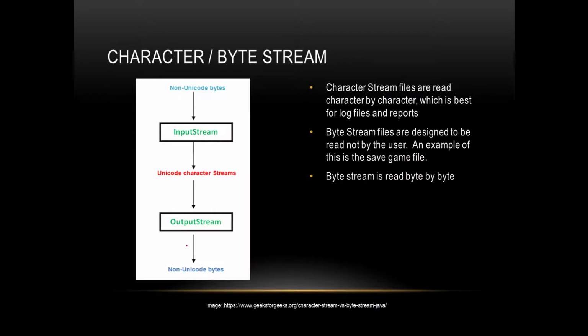So let's talk more about the different types of output files. Another type of output file is saved games, which we'll talk about in just a minute, which are a form of byte stream. Character streams are files that can be read by the user because they're saved so that they can be read. They're read character by character, which is best for log files and reports.